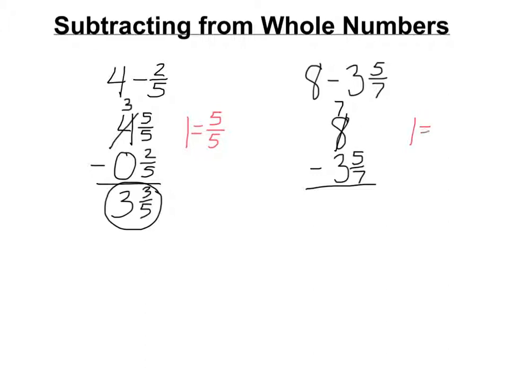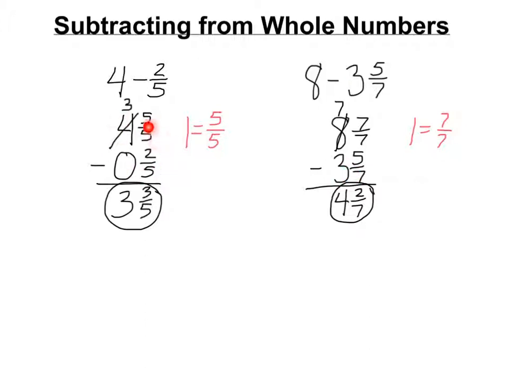So how much is that 1 worth? Well, in order to subtract a fraction minus a fraction, I need to have a common denominator. So I need that denominator to be a 7. Well, what over 7 is 1? 7 over 7. And we subtract 7/7 minus 5/7 is 2/7. And 7 minus 3 is 4. And there it is.